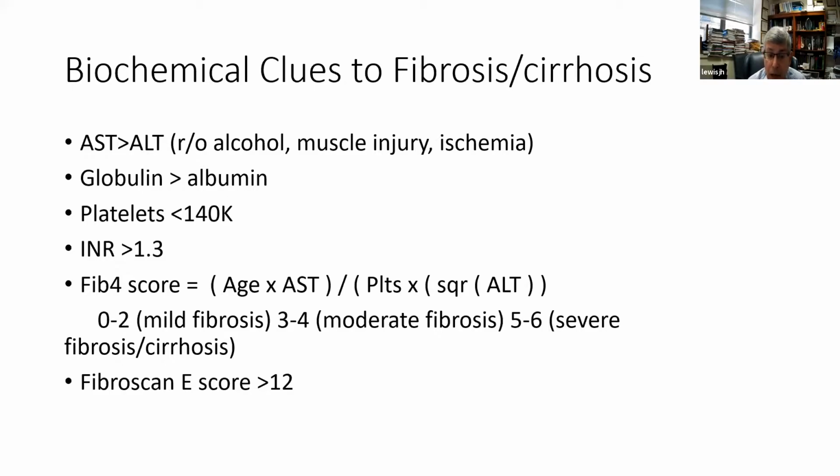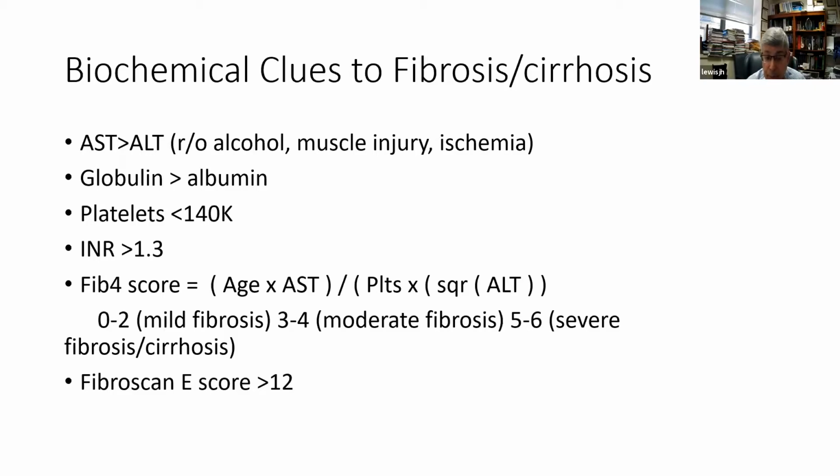You look at the globulins. If they're higher than albumin, that's also something we see in cirrhosis or chronic liver disease. A platelet count below 140 could be cirrhosis. An INR above 1.3, if you're not on Coumadin, etc., means some form of hepatic impairment.